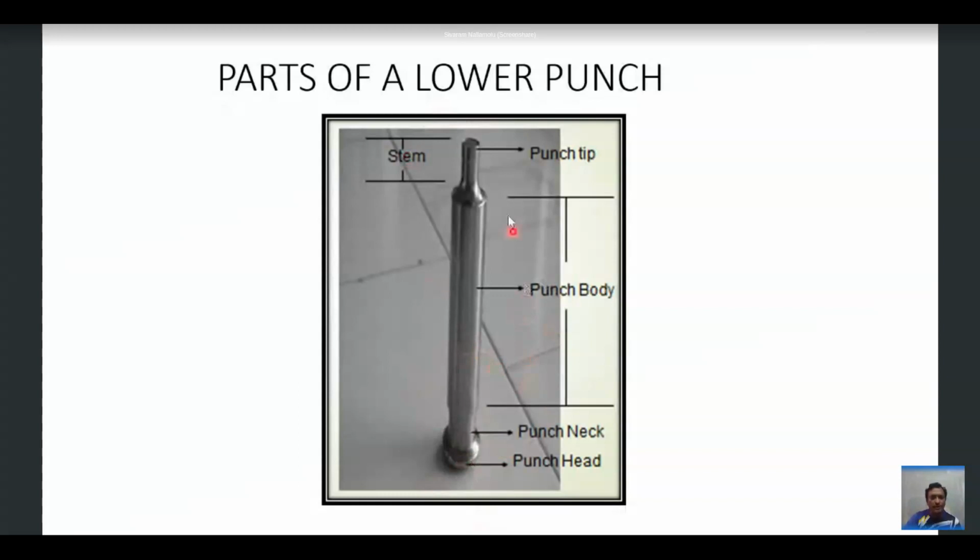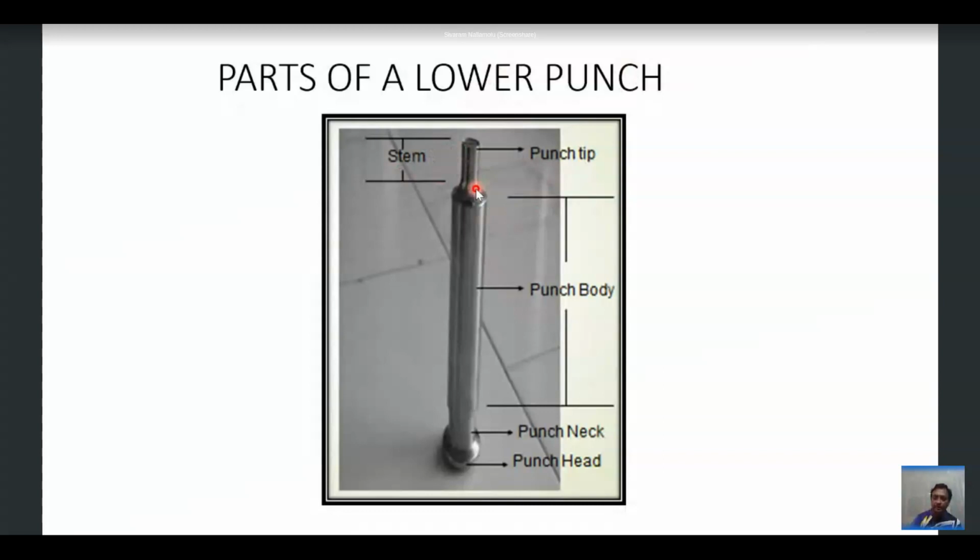Now, if you see in this picture, this is about the lower punch. Now, if we take the upper punch, how is it going to differ? The stem portion is going to differ. The length of the stem in the lower punch is a little bit bigger, whereas in the upper punch it is shorter. So for lower punches the stem portion is bigger, whereas for upper punches the stem portion is smaller, or shorter. That is how you can differentiate between upper punch and lower punch.